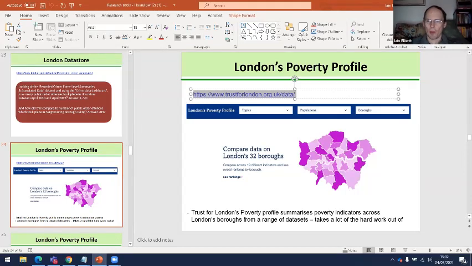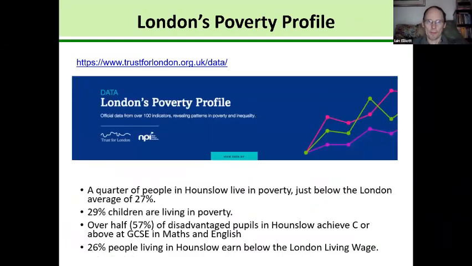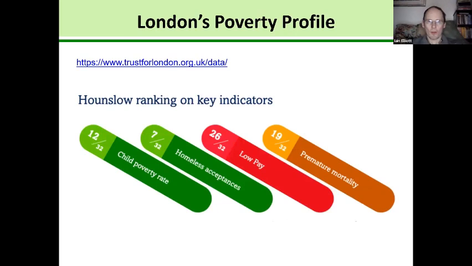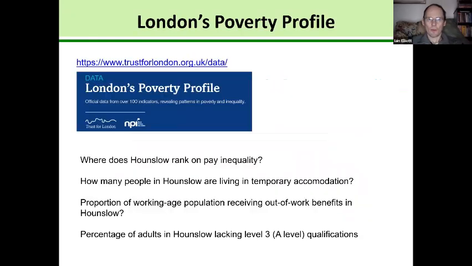But they have changed it a bit, so I don't think it's quite as accessible as it was, but it's worth having a look. I used to have these things like 12 out of 32, 7 out of 32 to give an idea of ranking, but they don't seem to have that anymore.